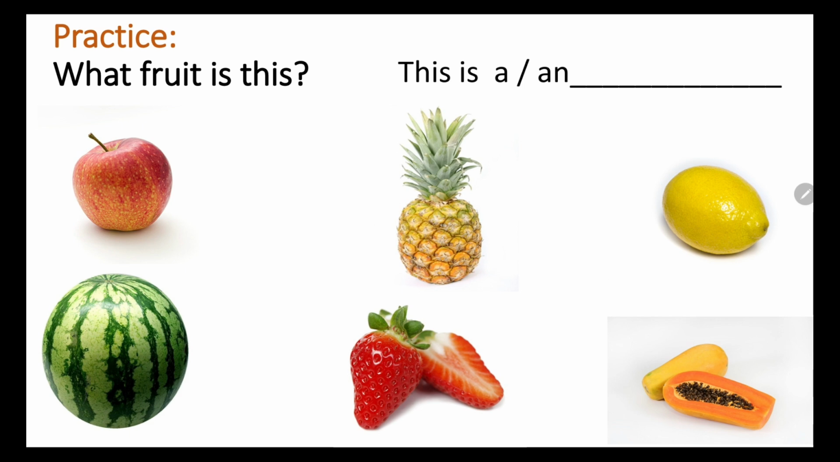Let's practice. What fruit is this? And you will give the answer using a or an. Okay? Now, let us begin. And if you have all the answers correctly, good for you. So, what fruit is this? This is an apple. Okay, you can write with me so that you can also practice your writing and practice how to spell these words correctly.